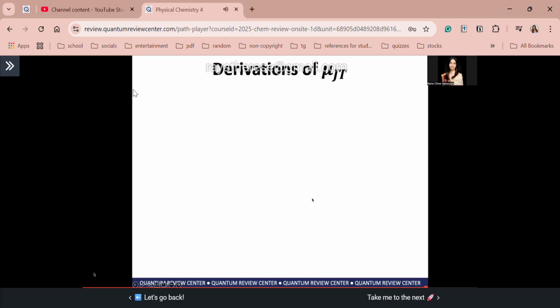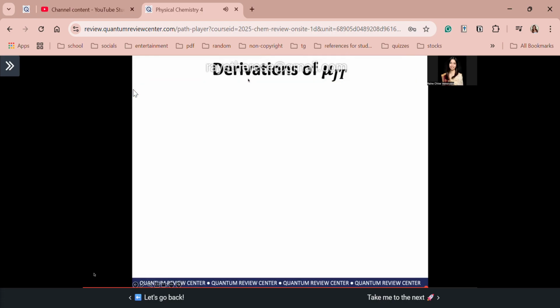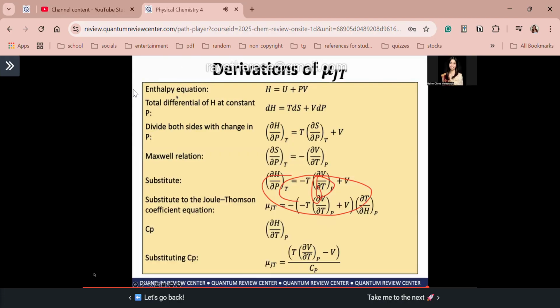This is it, guys. The HPT that we obtained, we will substitute into this equation. So, let's do that. So, mu JT is equal to negative times negative T, VTP, plus V.